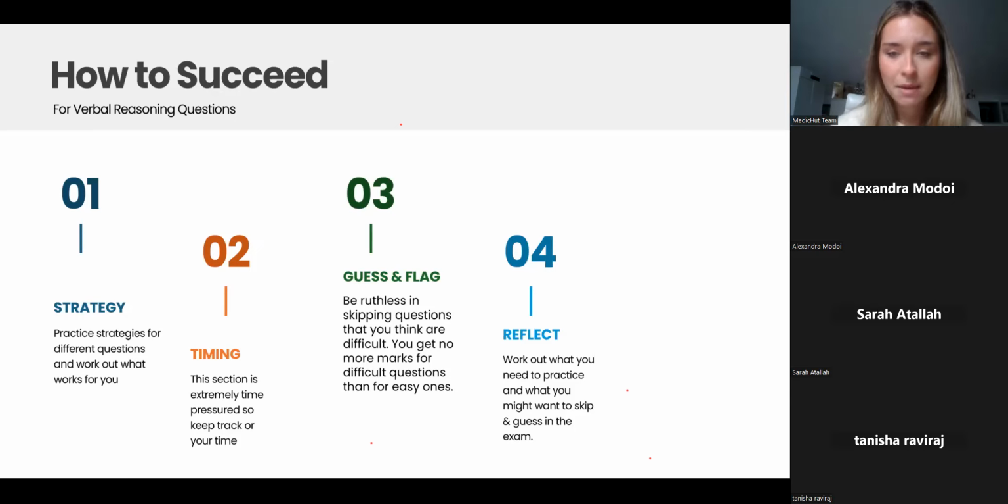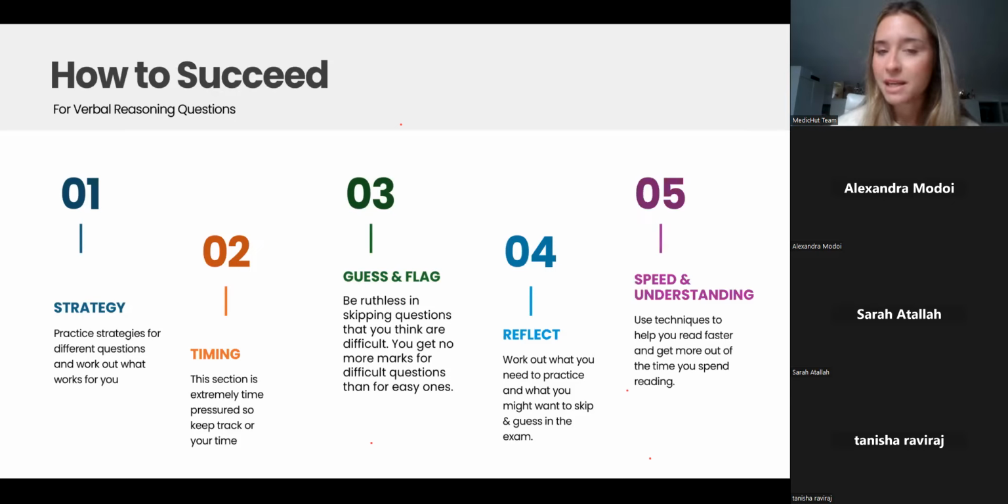Another point is speed and understanding. As I said, it's a very, very time pressured section, and I'll talk through loads of different tips and tricks that you can use when it comes to speeding up your reading for this section. I think that's probably going to be one of the most important things you can be doing for this section.